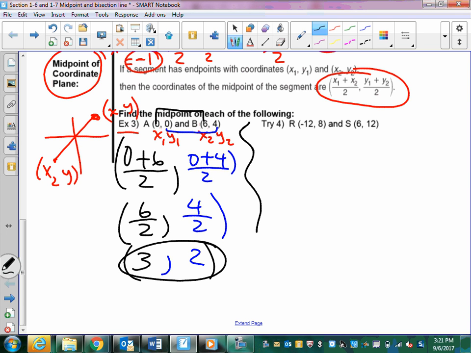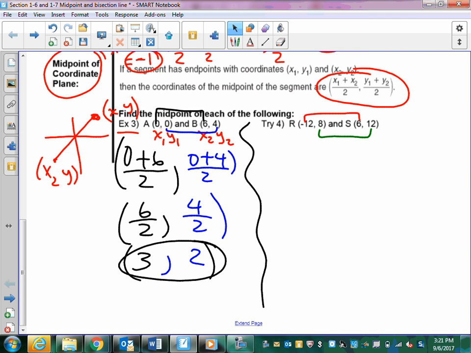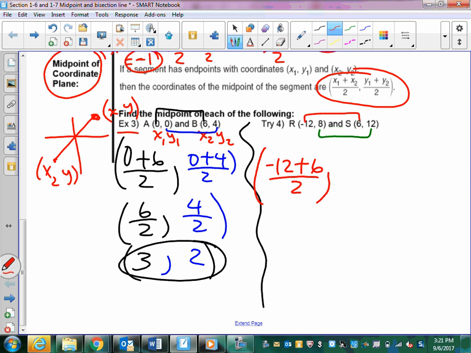Just to add another question, and you're going to finish it up. Just remember the x with the x and the y with the y, the 8 with the 12. Don't mix it up. Don't combine numbers that are not supposed to be combined. -12 plus 6 divided by 2, and then we have 8 plus 12 divided by 2.